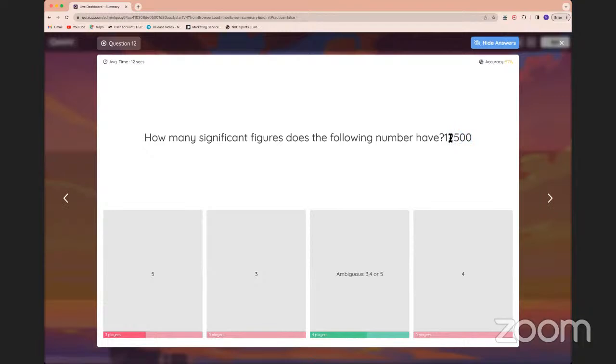If you had 3 significant figures, you write it as 1.25 times 10 to the 4. If you had 4 significant figures, you write it as 1.250 times 10 to the 4. If you had 5 significant figures, you write it as 1.2500 times 10 to the 4.